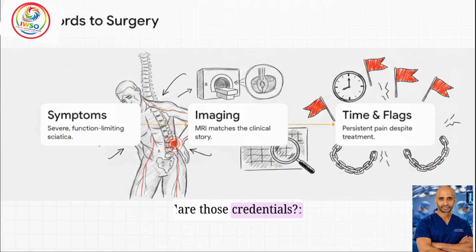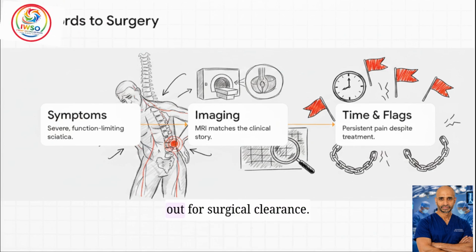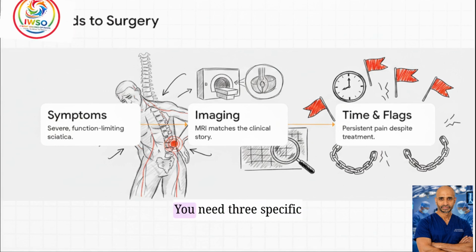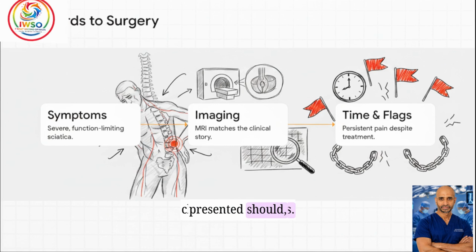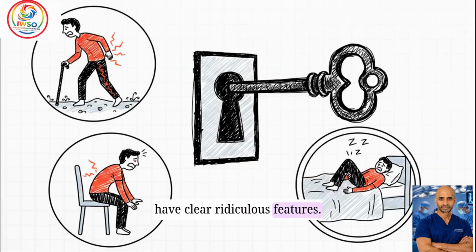That brings us to section 3, passwords to surgery. So what are those credentials? Think of this sequence as your mental infographic mapping out surgical clearance. You need 3 specific passwords. Password number 1: the MRI scan and the clinical picture presented should have clear, severe features.